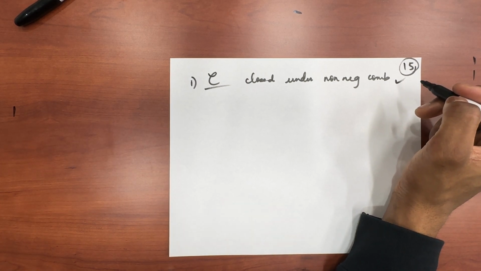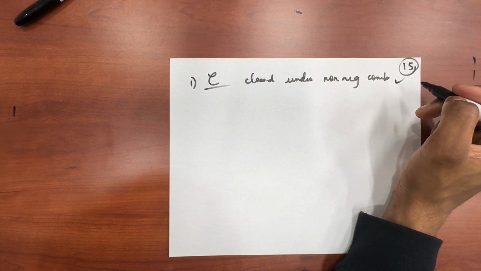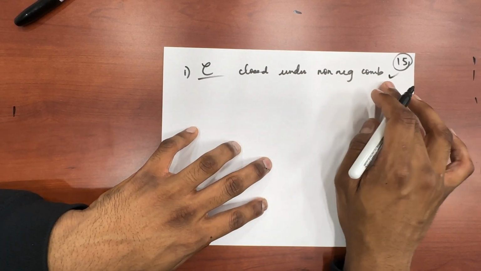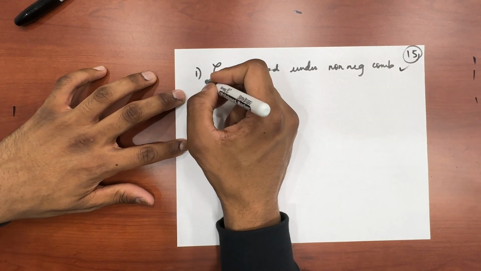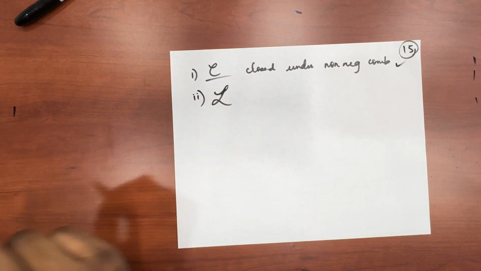It's a big class, of all real numbers, of all everything. It's not something that you can think in finite terms. This is a class which has all non-negative combinations. So that's okay. Duh. How about L then?